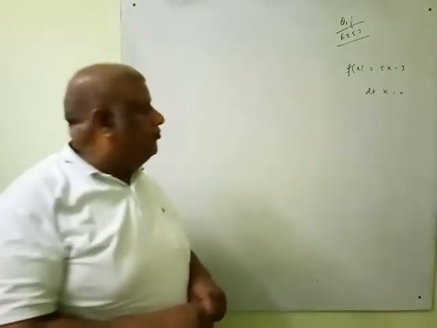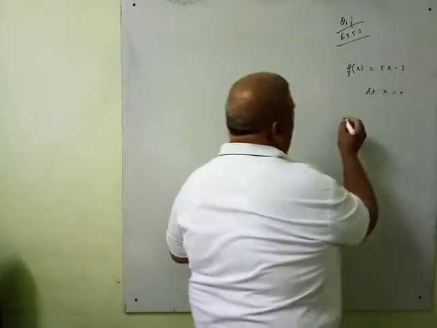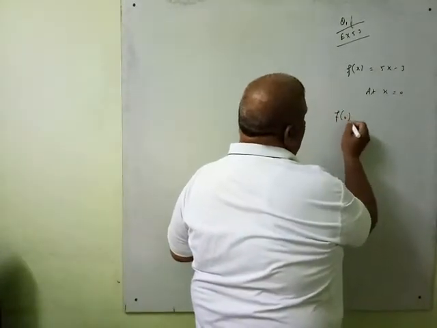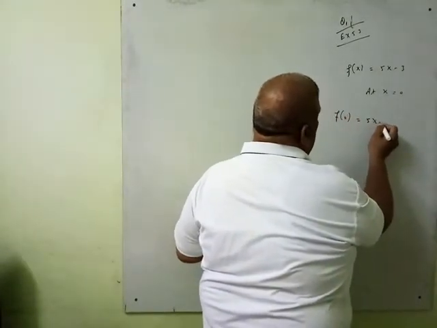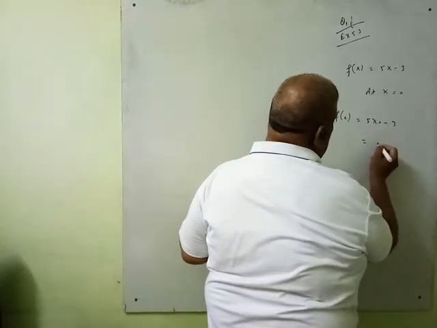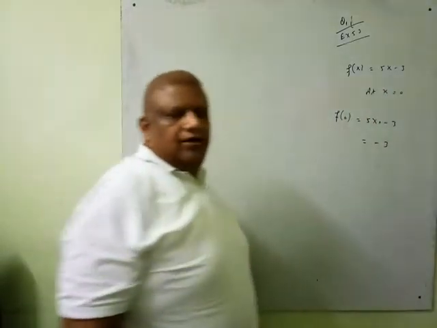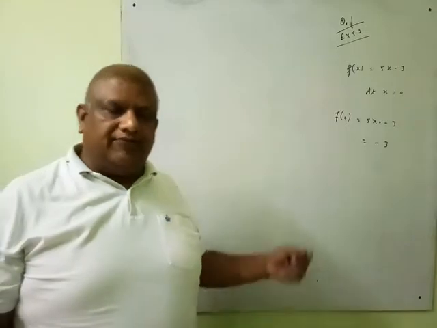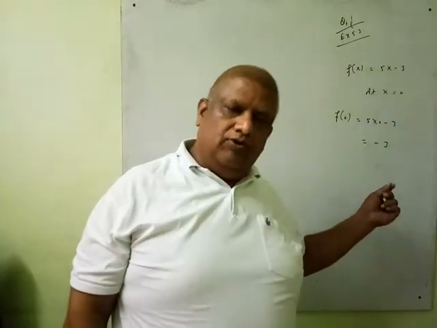We have to write down, first of all, what is f(0)? 5 into 0 minus 3. It is minus 3. It means the function is defined at x is equal to 0.